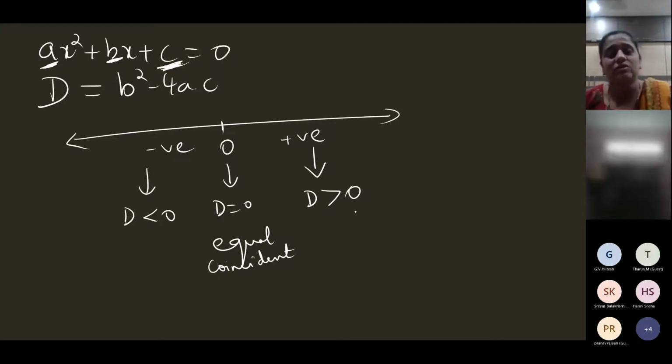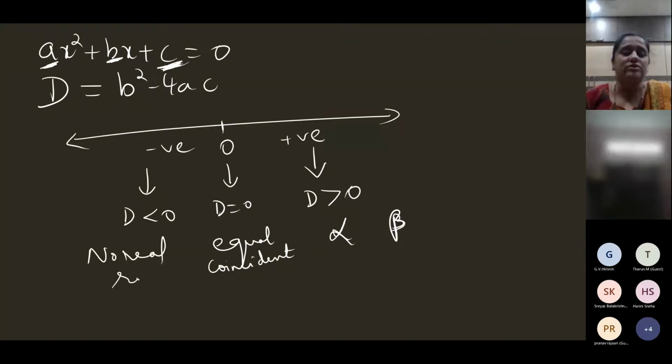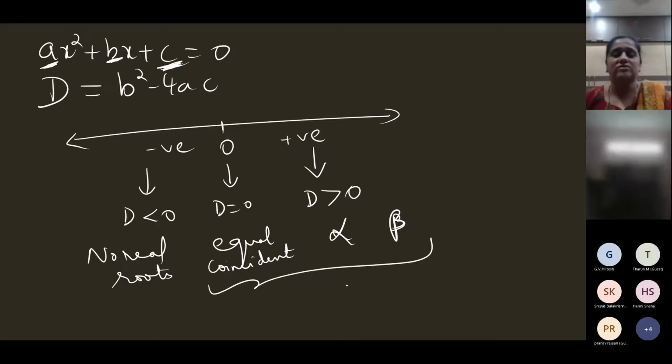When D is greater than 0, it'll have two roots. It'll have a root alpha and a different one beta. It'll have some value for alpha and some different value for beta when D is greater than 0. When D is less than 0, no real roots. That means there are roots only in these two cases. When the value of D is zero, one root, that means two equal roots. And when D is greater than zero, positive, two different roots.